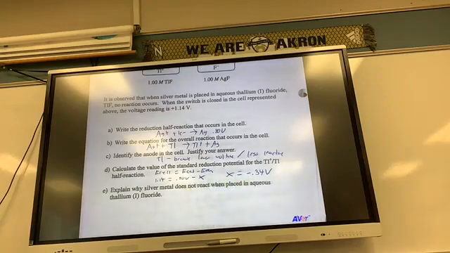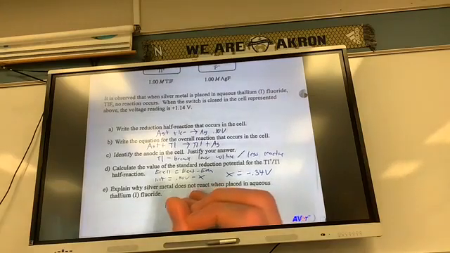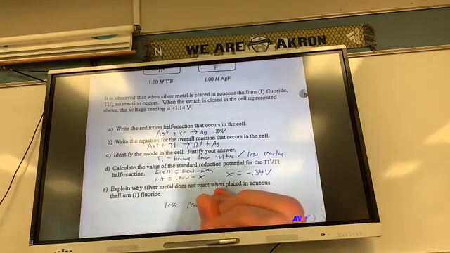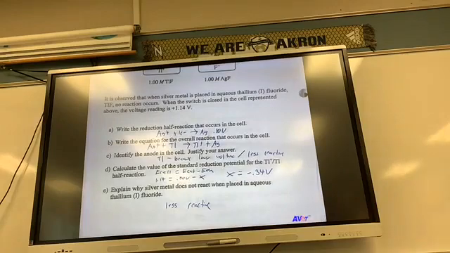You got it. Why does silver metal not react when placed in aqueous thallium 1 fluoride? Why does silver not do anything? Because it's less reactive. Do you guys remember looking at the reactivity series last year with the single displacement reactions? It's just less reactive.